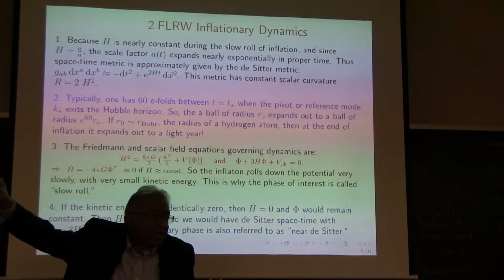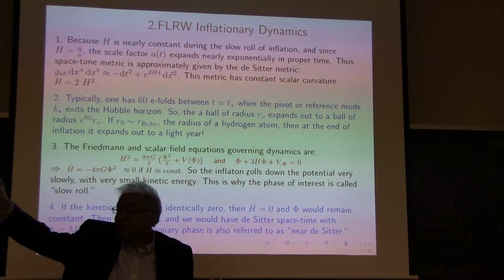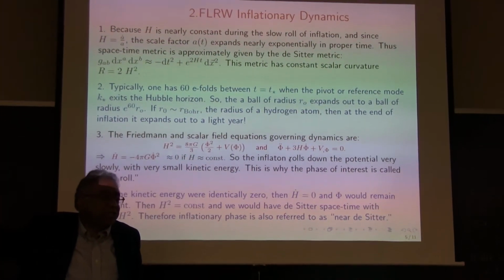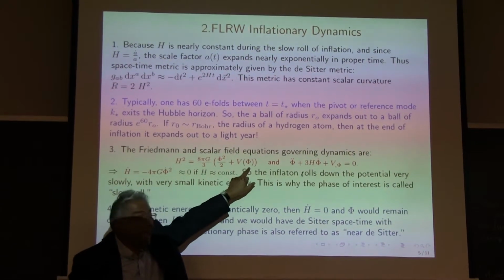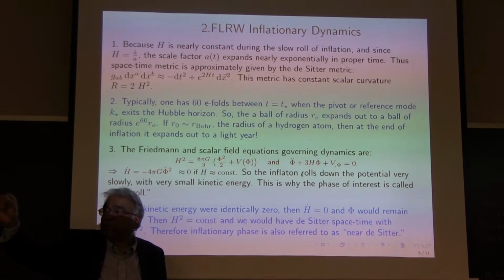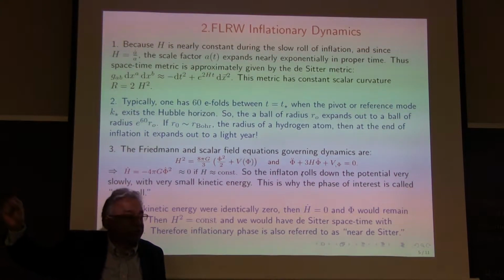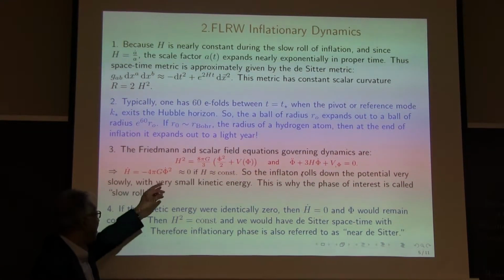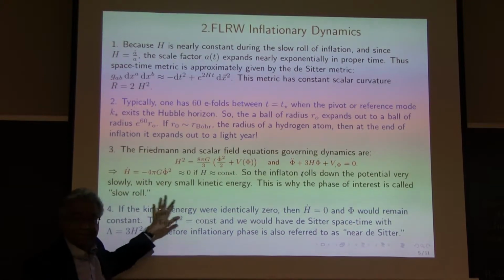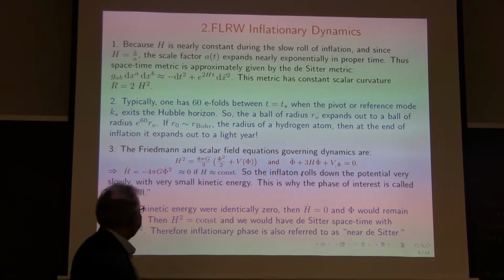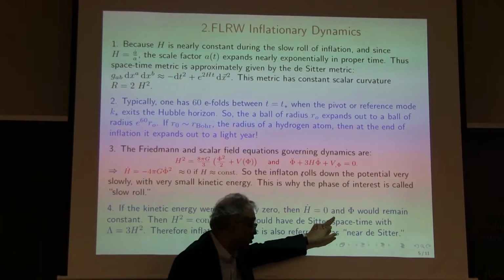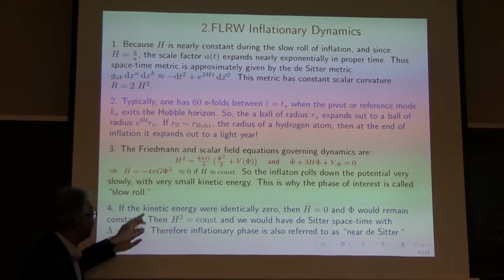It's very small and it doesn't change. Anyway, kinetic energy is negligible. Most of the energy is coming from the potential energy, and since the inflaton is rolling down very slowly, the potential energy also doesn't change very much, and therefore this H is nearly constant. That is the statement. If the kinetic energy were identically zero, that is to say, if phi dot were equal to 0, then phi would be constant.